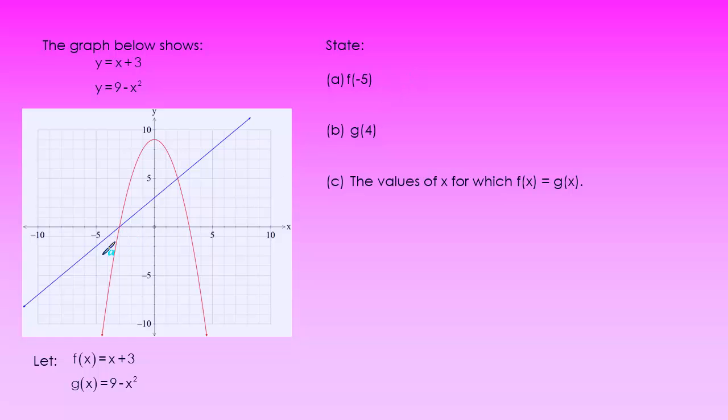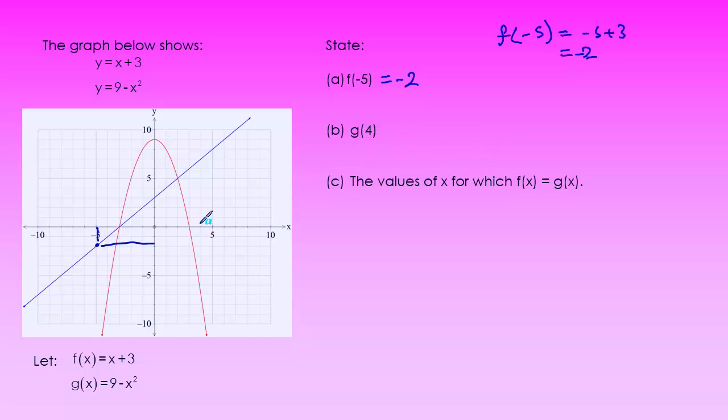Now we can get that one from the graph. So if we go to where x is negative 5 and go down on the graph here, we can see that that's at negative 2. So we can read it from the graph like so. We could also calculate it. Let's do that and just check that we got it correct. So f of negative 5 would be negative 5 add 3, which is negative 2. So we got the same answer both by calculating and by checking the graph.